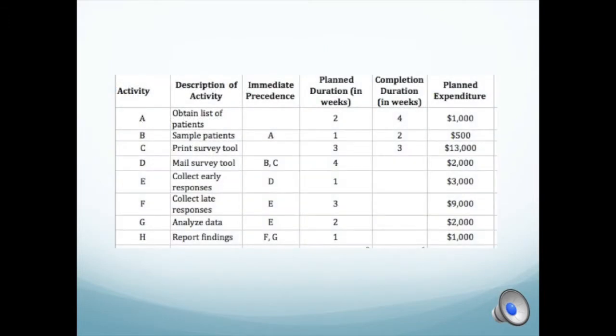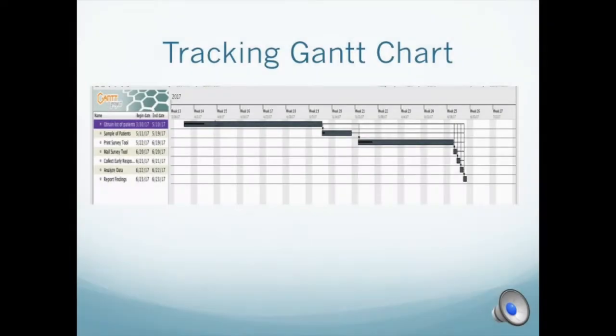So we will use the data in this chart in order to obtain various calculations for this project. Using the previous data, we've created a tracking Gantt chart. We've completed the first three orders: obtaining list of patients, sampling patients, and printing survey tool. Obtaining list of patients and sampling them took longer than we expected, and printing survey tools took the same amount of time as we expected.